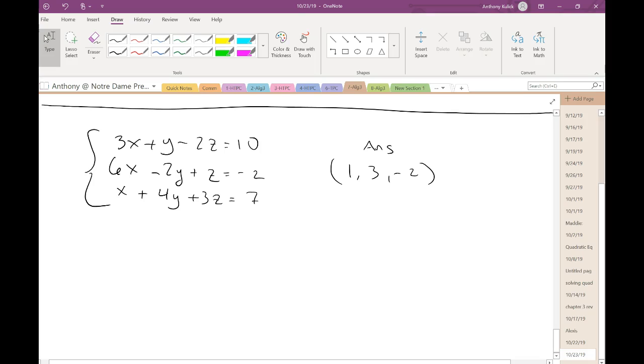So my z's have bars on them. So like this is a 2, that's a z. If I don't put the bar there, my 2's and z's look exactly the same. Okay. And then this is a 7. So 3x plus y minus 2z equals 10. 6x minus 2y plus z equals negative 2, excuse me. And then x plus 4y plus 3z equals 7. Does that feel okay, deciphering my symbols there?